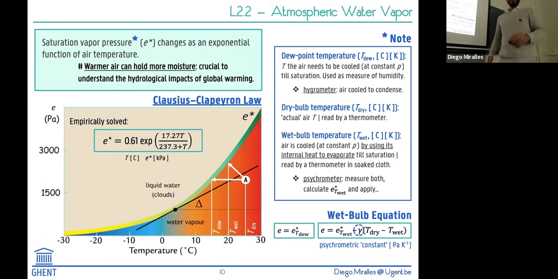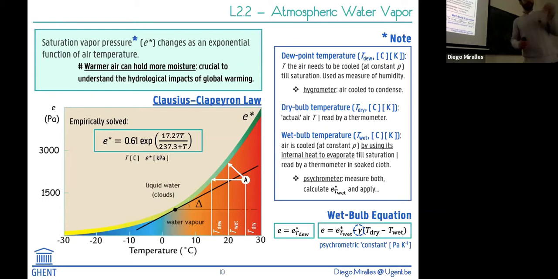But, so a hygrometer just pulls down the temperature and measures the humidity at saturation. A psychrometer has two thermometers, one that is a normal thermometer and one that is covered in a wet cloth. Why do we do that? Because the one that is covered in a wet cloth is measuring this that is called the wet bulb temperature. The other one is just measuring the normal temperature, which is this dry bulb temperature. The wet bulb temperature will be lower and the humidity will be high.